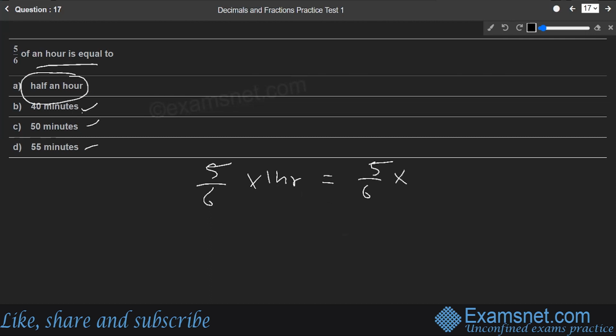An hour has got 60 minutes. So we'll write 60 minutes here and let us cut the number. 6 cuts the 60 by 10, and it's going to be 50 minutes as an answer. It is available in option number D, which becomes the right answer for us.